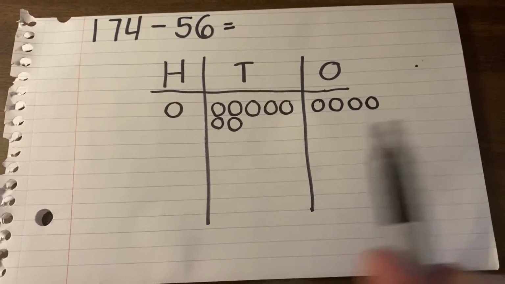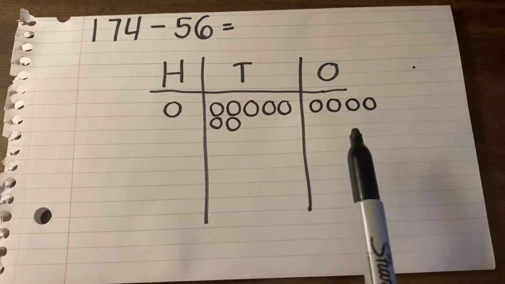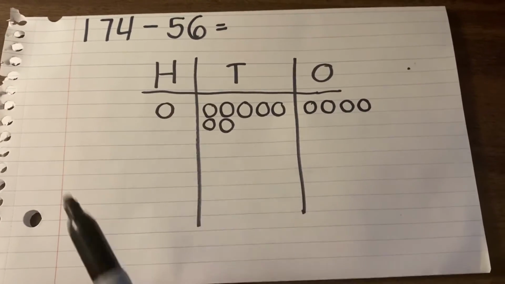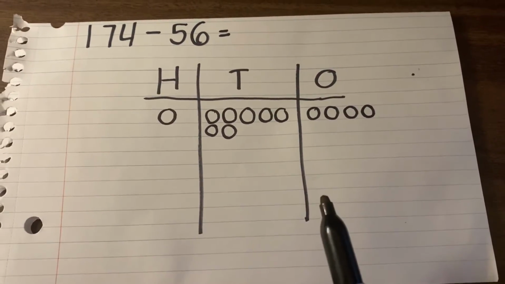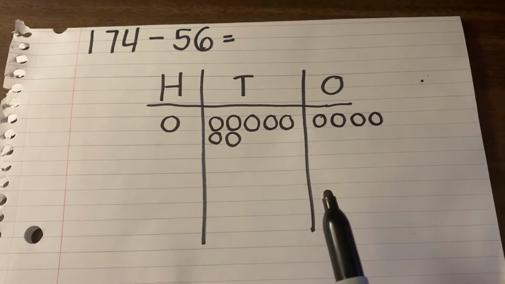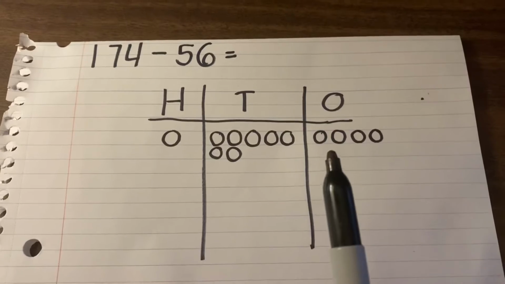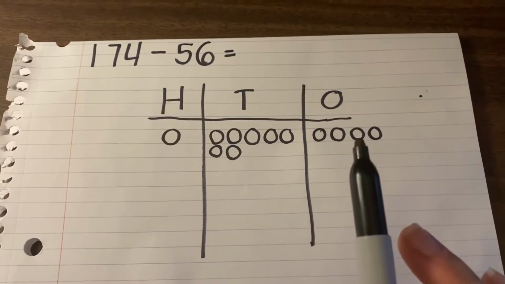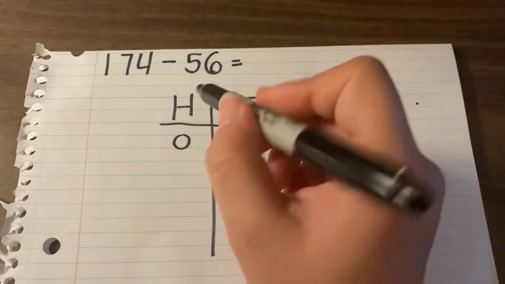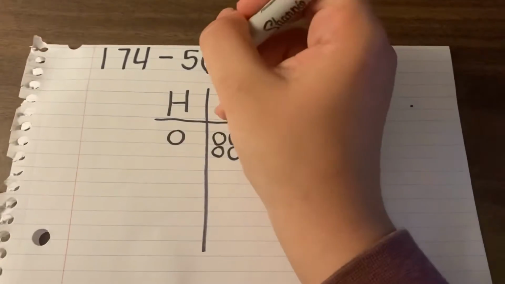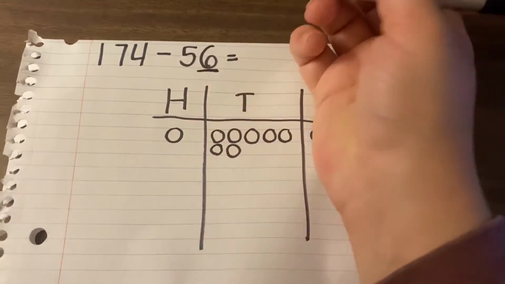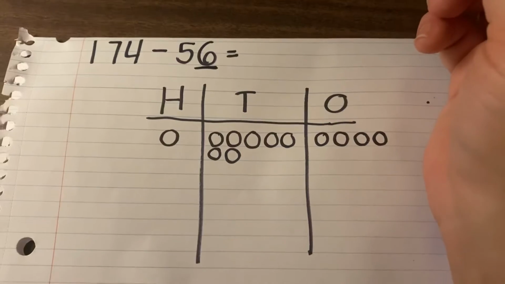All right, I've drawn my 174. I showed it by drawing 100, 7 tens, and 4 ones. Okay, so now we've set up our problem. We're ready to subtract. We always start subtracting from the ones place. Here's the number I am subtracting, and this is our ones place. What digit is in our ones place?